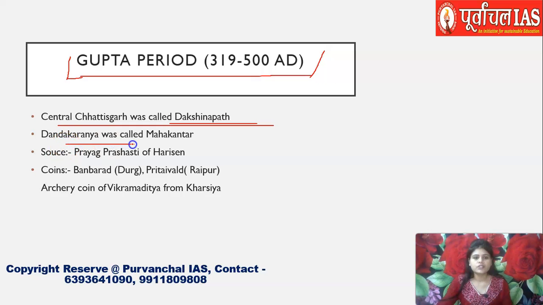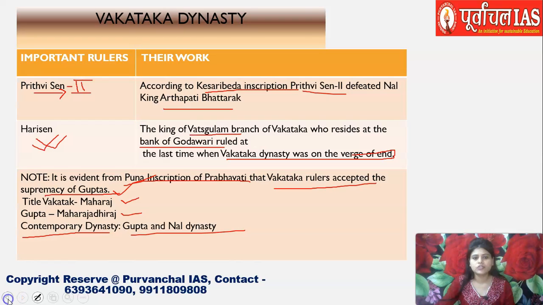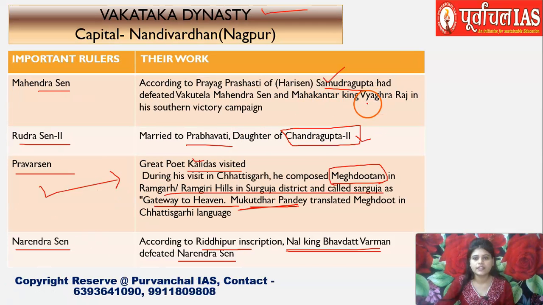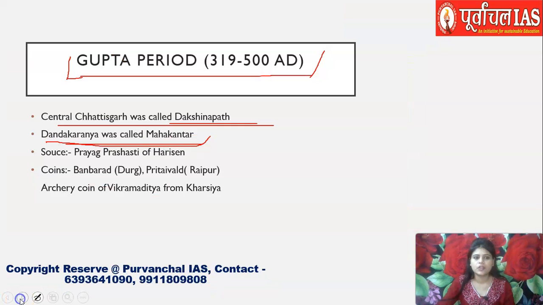Dandyakaran was known as Mahakantar. Dandyakaran is basically the Bastar division, where you have Kondagaon, Kanker, Sukma, Dantewada, Bijapur, Narayanpur, Bastar. These are the districts of the Bastar division, and that is known as Dandekaran area. And during the Gupta period, it was known as Mahakantar. I hope you remember that Samudragupta defeated one of the Mahakantar kings, Vyagraj, and this is that Mahakantar king, belonging to Dandekaran area.